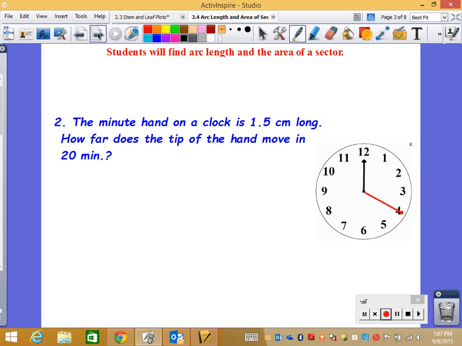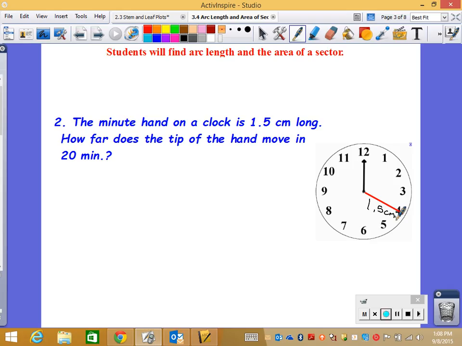Let's do another example, this one a little bit more applied. The minute hand on a clock is 1.5 centimeters long. How far does the tip of the hand move in 20 minutes? We're going to assume that the hour hand here doesn't move. On a normal clock it would move slightly. We're going to assume it stays right on 12. So we know the minute hand is 1.5 centimeters in length. Now we want to know how far does the tip of the hand move in 20 minutes.